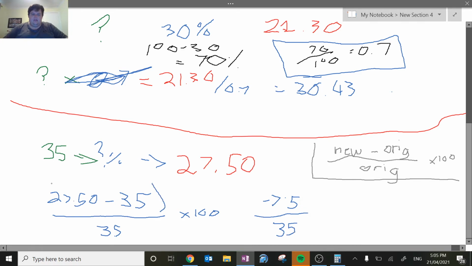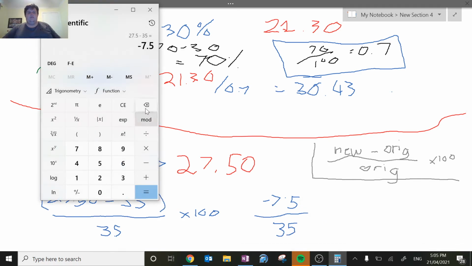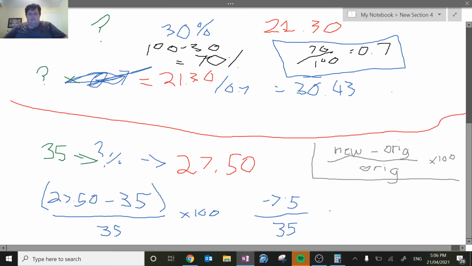All right, so I've just done this top bit so far here. I'm going to divide this by 35. And that gives me 0.214, and then just to make this a nice number, I multiply it by 100, which makes it a percentage. So I got negative 21.42, or negative 21.43 if I'm rounding correctly. Negative 21.43%. Now you might question, what does the negative mean?